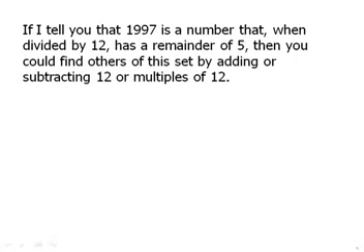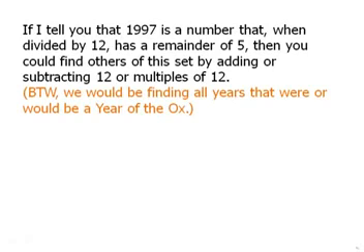If I tell you that 1997 is a number that when you divide by 12 has a remainder of 5, then you could find other numbers of this set by adding or subtracting 12. So we could add 12 and that would be 2009. We could subtract 12, that would be 1985. Incidentally, what we're doing here, we would be finding all the years that in the Chinese calendar were the year of the ox. So I'm mentioning this only because it's a really unexpected application of remainders and divisors. There's all kinds of subtle ways that remainder and divisor questions can show up on the test.